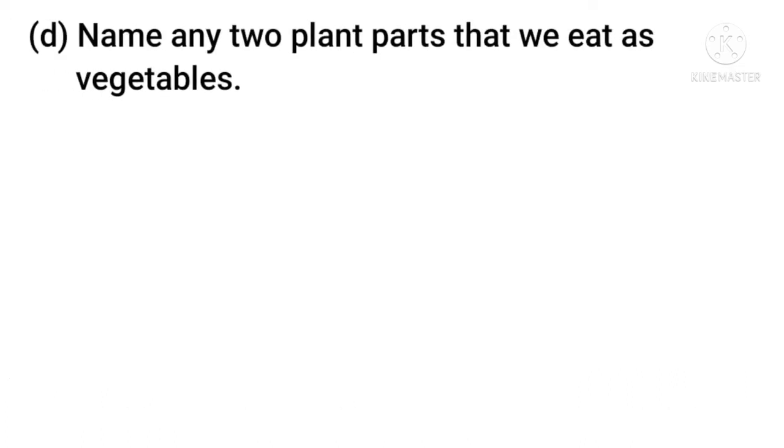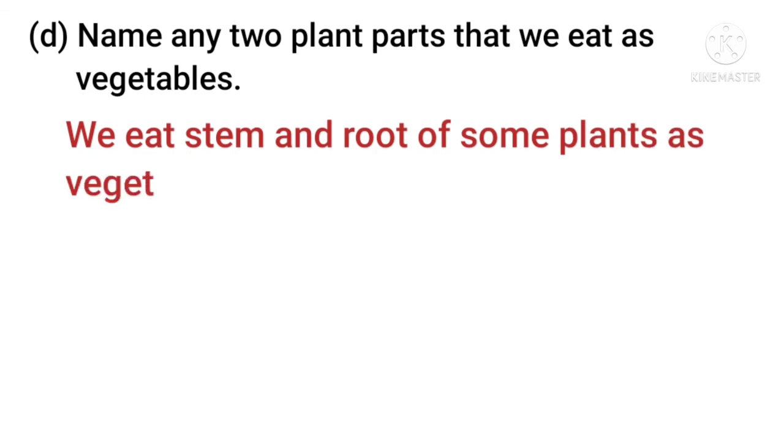Number D. Name any 2 plant parts that we eat as vegetables. And the answer will be, we eat stem and root of some plants as vegetables.